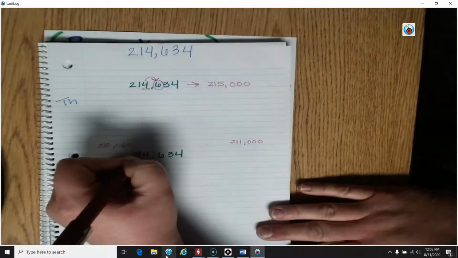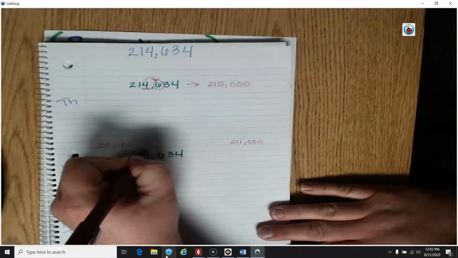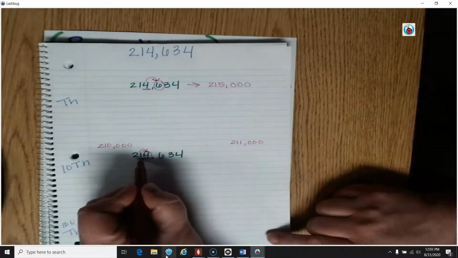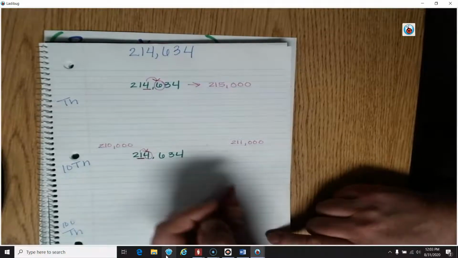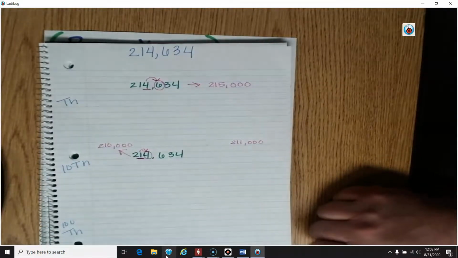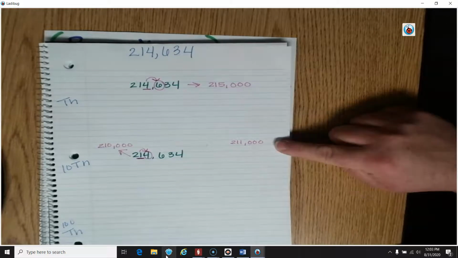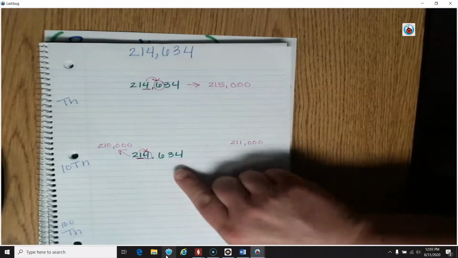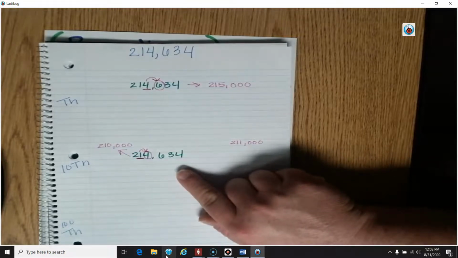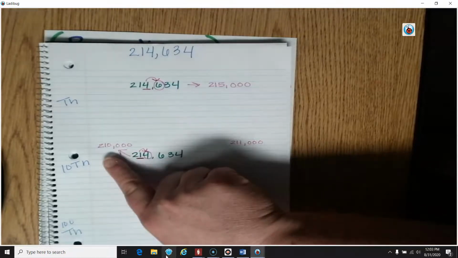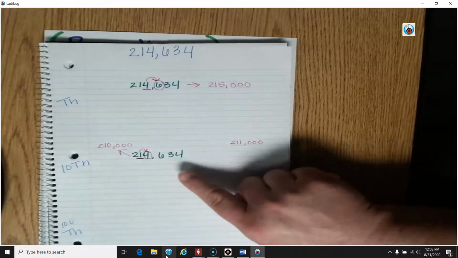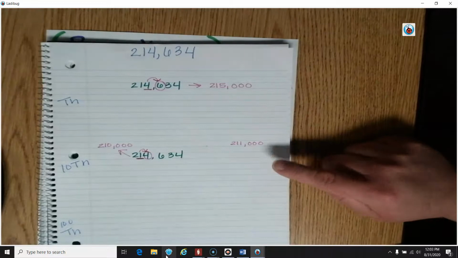So if you remember, I'm going to go to the digit next door. We have a 4 here. So now, 4 or less, let it rest. I'm going to keep this number the same. This is closer to that 10,000 than this one. Okay, 214,634 rounded to the nearest 10,000 is 210,000. It is a shorter distance from this number to 210,000 than 220,000.